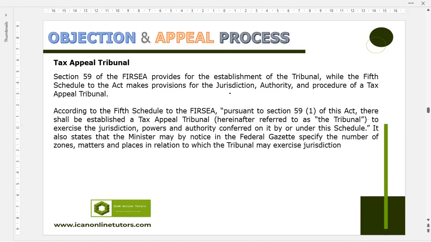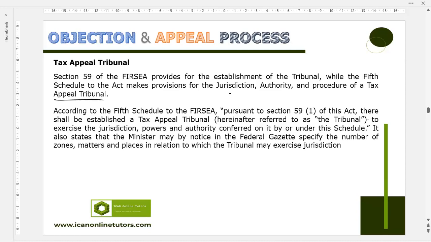So section 59 of the FIRSCA provides for the establishment of the tribunal, while the fifth schedule to the act makes provisions for the jurisdiction, authority, and procedure of a tax appeal tribunal.